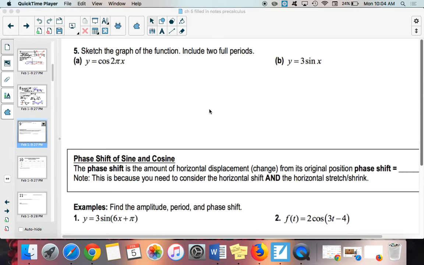If you notice, this is one of those that has cosine of 2 pi x. When there's a pi in there, your period is actually nice whole numbers. It doesn't involve pi. So if I have cosine of 2 pi x, my period was originally 2 pi. How has this period for cosine been adjusted? Is it a horizontal stretch or compression?